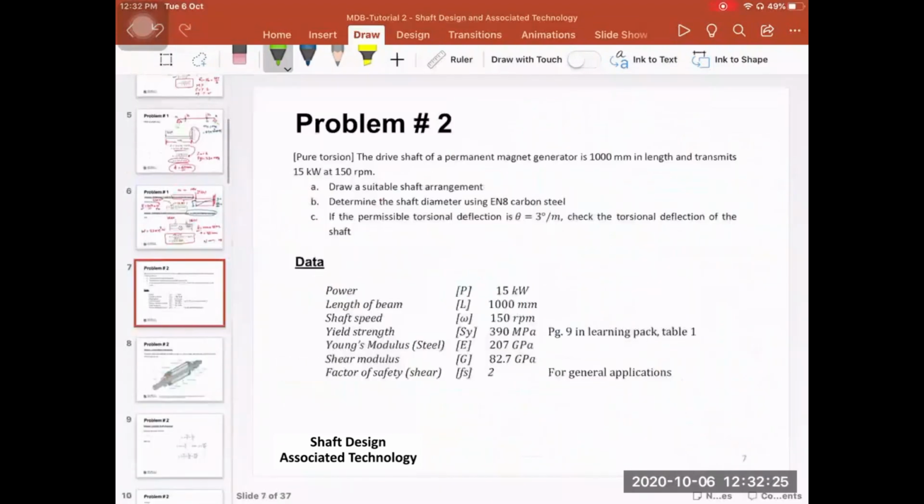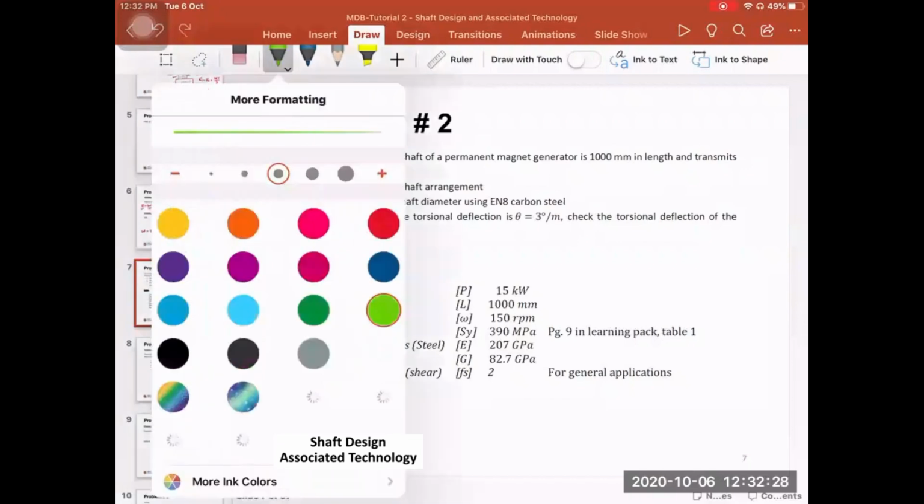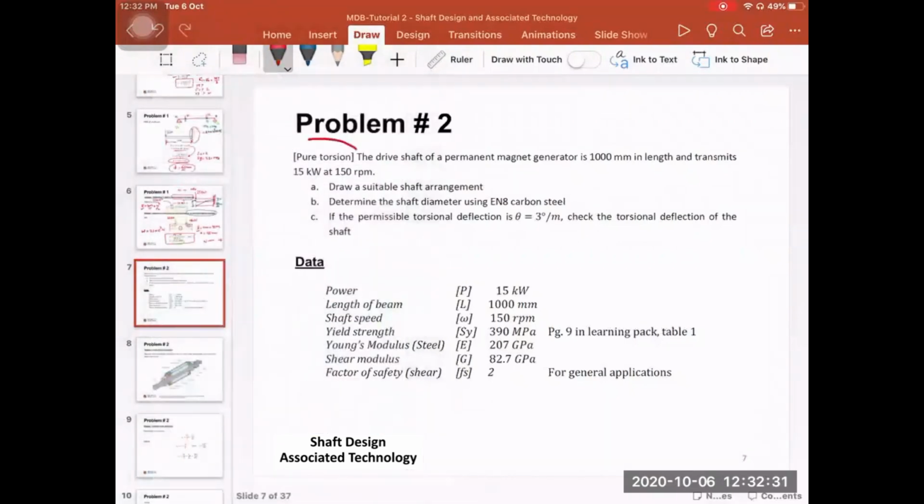So let me move to problem number 2 then. In problem number 2, we have another case. It's pure torsion this time. So pure bending, the first one, pure torsion, the second one. Okay. So it says the drive shaft of a permanent magnet generator is 1,000 millimeter in length. So we have here a 1 meter length shaft and it transmits 15 kilowatt at 150 RPM. So the power transmitted is 15 kilowatt. The speed of the shaft is 150 RPM.